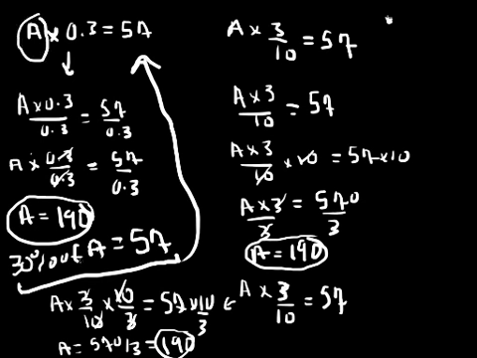So now we know that 30% of 190 is 57. And the way you can see that is, let's try it out. 190 times 0.3, or times 3 over 10, whatever you want to do, you get 57. And that's how you check that you have it right.